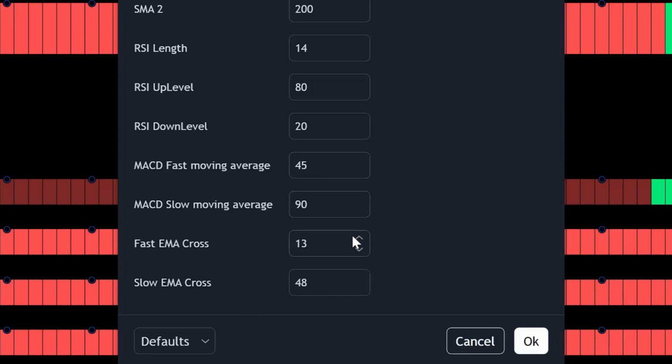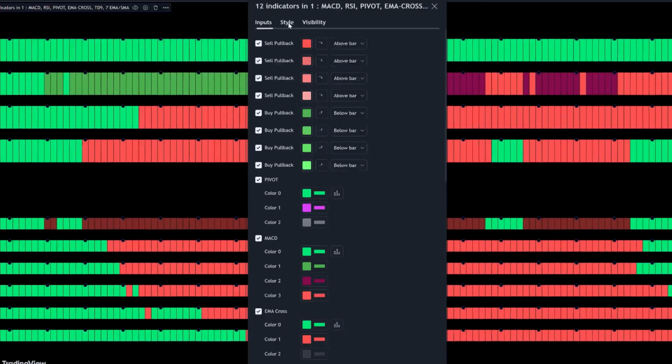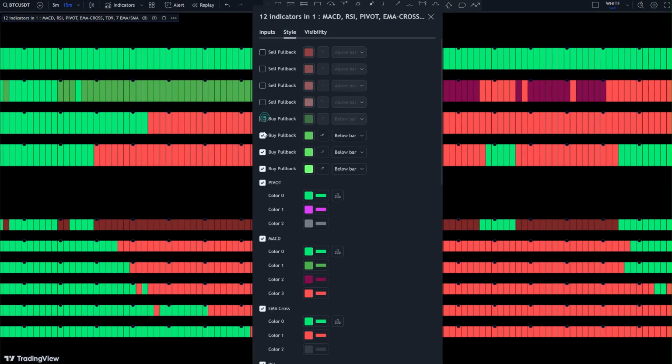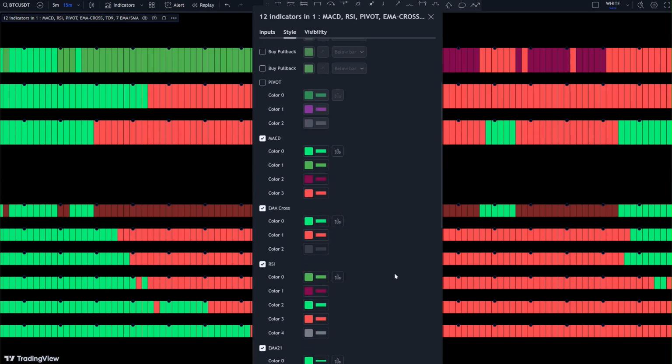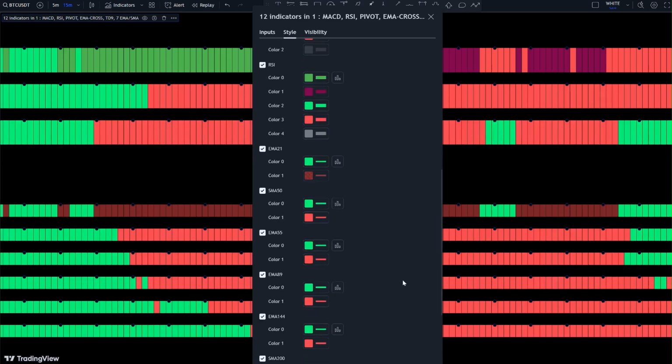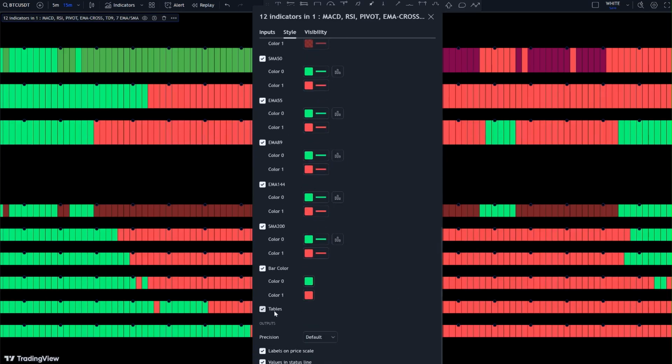After that, we'll modify the crossing settings. Set the fast EMA cross to 14 and the slow EMA cross to 45, helping us spot potential trend reversals. Finally, head over to the Style tab. Here, disable all buy and sell options as well as the pivot options since we won't be using them with our current strategy. Then you can leave the remaining options enabled.